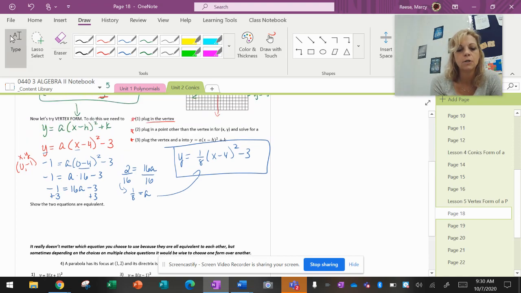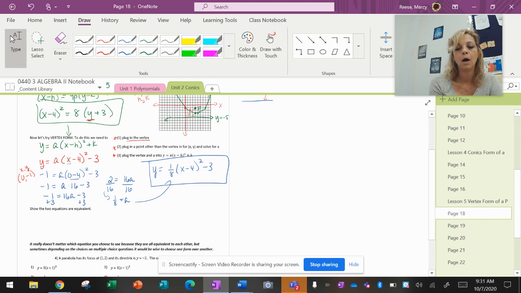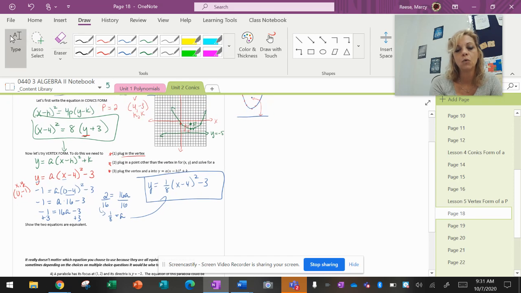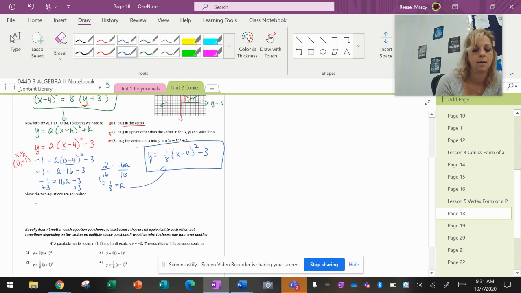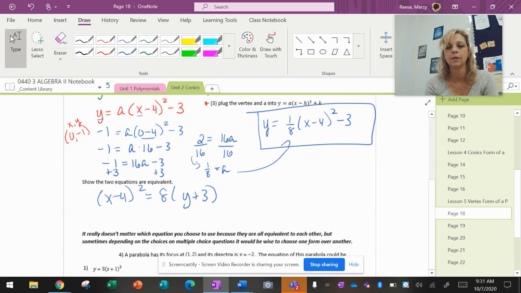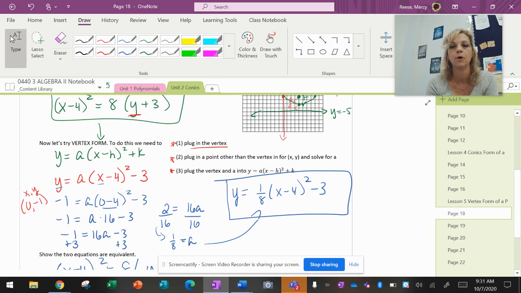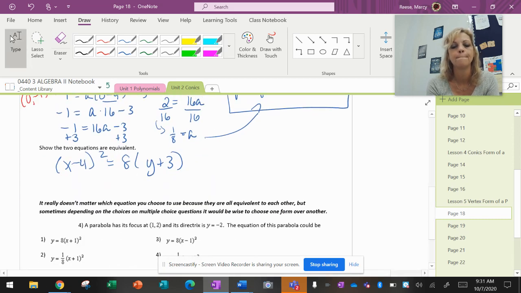But if I say to you, show that the two equations are equivalent, to show that this conic is equivalent, I can do what I was originally going to pick to do. I wasn't going to plug in numbers. I was going to solve for y. Remember I started to say up here, I'm going to isolate the y. That's what I'm going to do now.